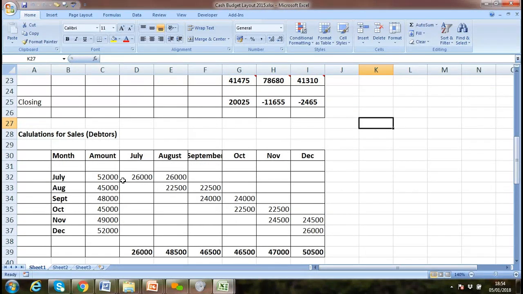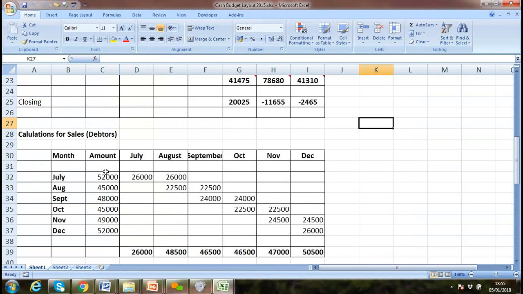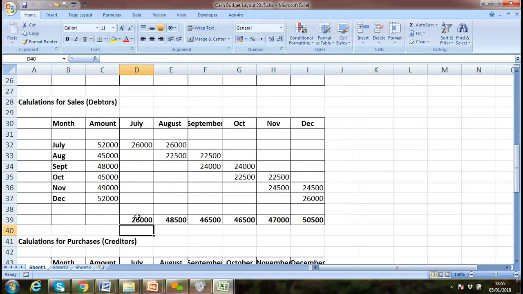Debtors in July, how much sales do we have? 52,000. If we look at the question, in July we have 52,000. So here we put 52,000. Each month's sales we'll put under this amount. Then the policy, we make it 50% will get in the month of the sales and 50% in the following month, the cash we receive from customers. So 50% of 52,000 is 26,000. And 50% we will get in the month of August. September sales, 50% will get in September, 50% in the following month. So what we'll do, we'll add them all, the value of the sale in that month, how much money we're supposed to receive.